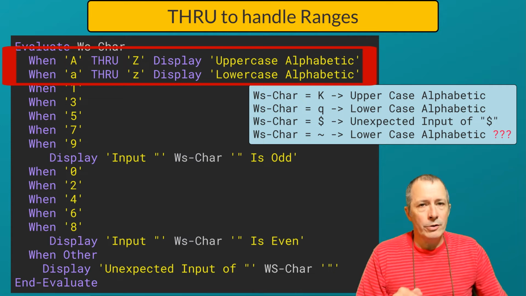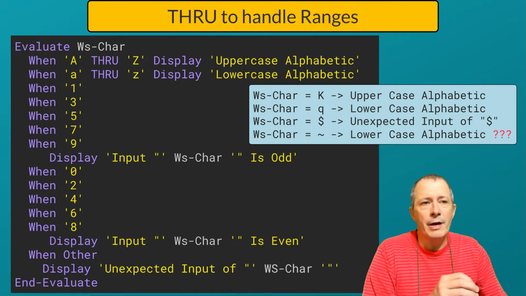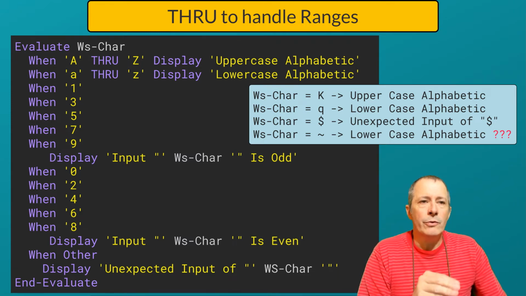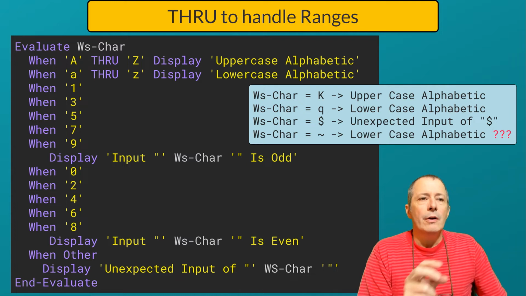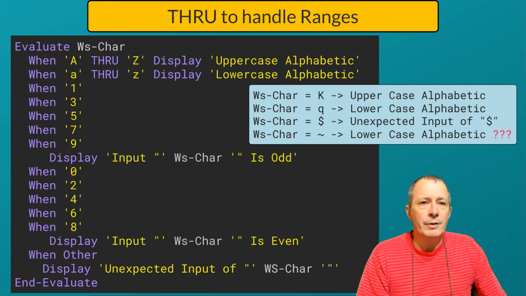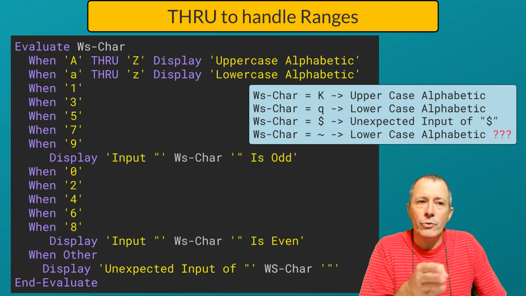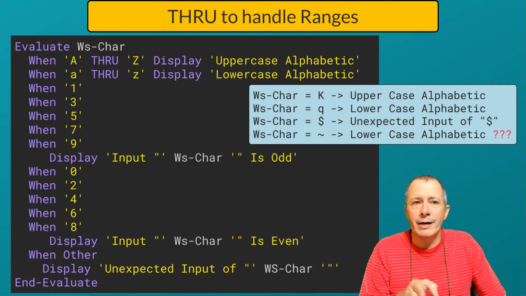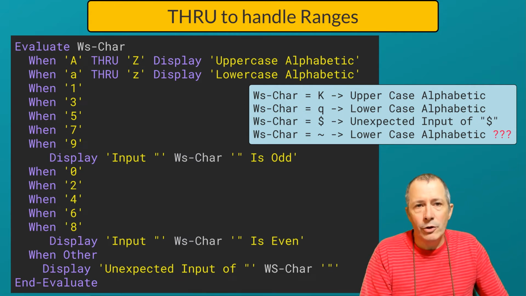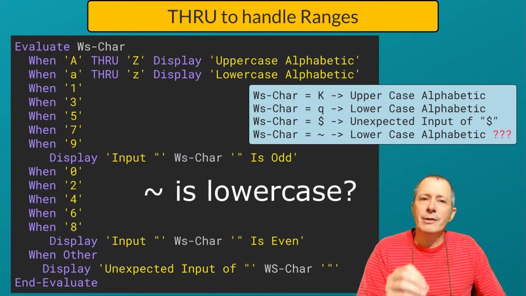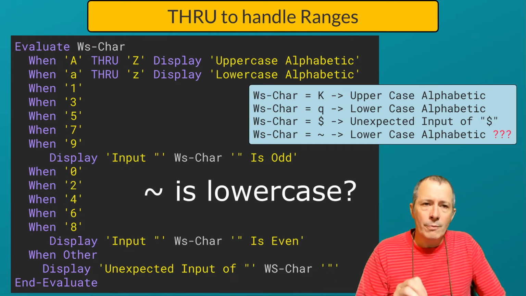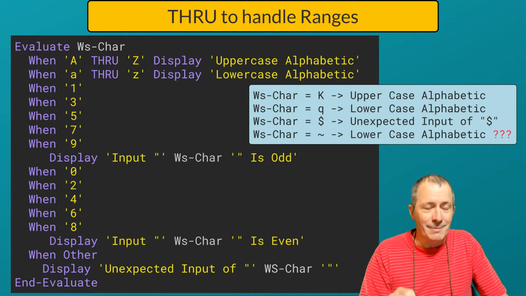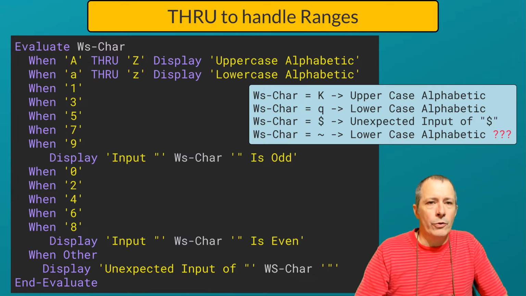Now add 2 when clauses to tell if the input is uppercase or lowercase alphabetic. The through clause can be used to test a range of contiguous values. The 2 new when clauses shown on the screen test uppercase A through uppercase Z, and the second one checks lowercase a through lowercase z. Some quick testing of the 2 new when clauses looks good until the tilde symbol is pressed. For some reason, z/OS thinks the tilde is lowercase alphabetic. Well, that's strange. Why did that occur?